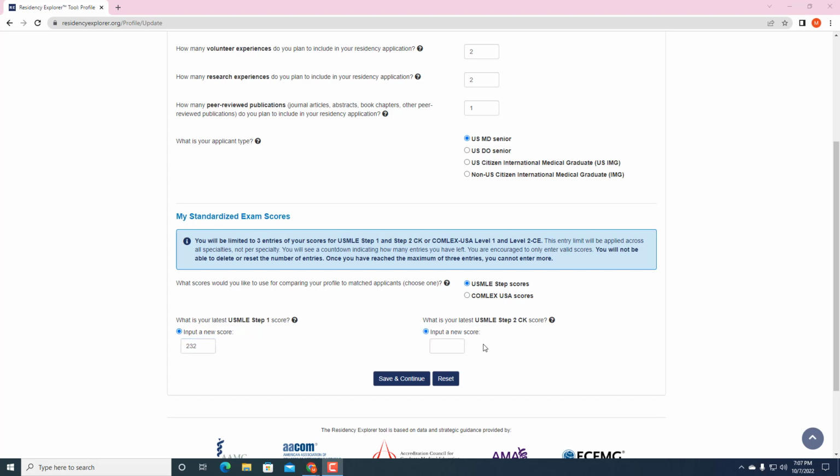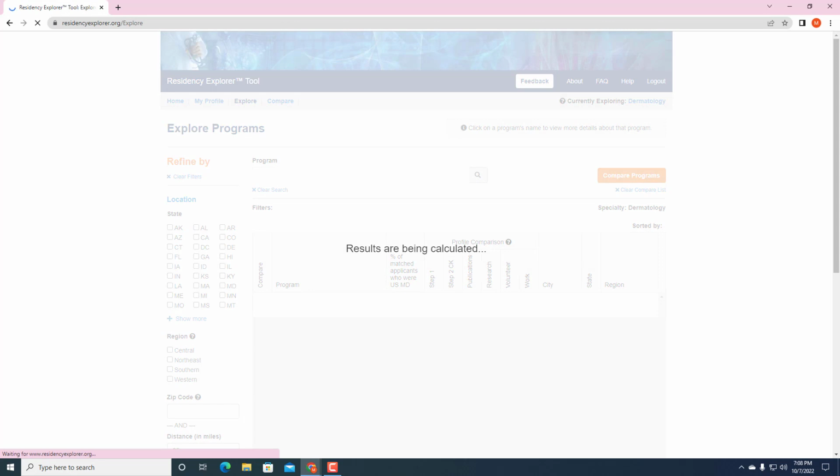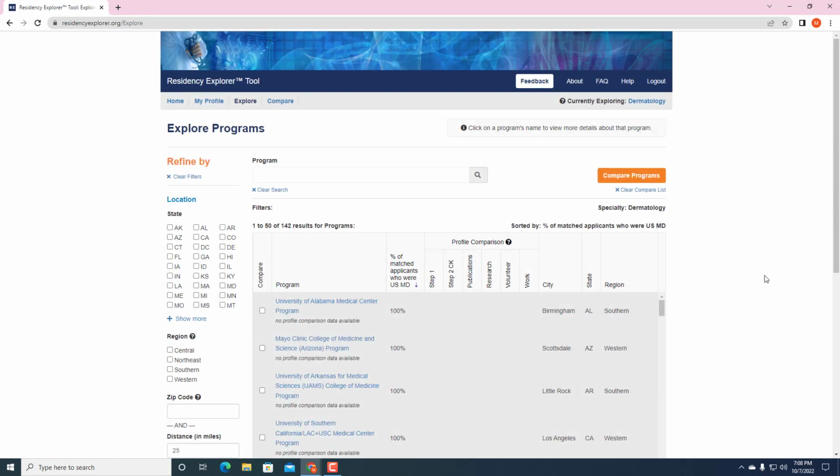For the USMLE Step 2 CK score, the average is around 240, so let's say that I averaged right around 242. The 75th percentile is around 256 and the 25th percentile is around 232. So I'm giving myself average scores. Okay, I'm going to continue, and we're going to see what happens. The results are being calculated as we speak.